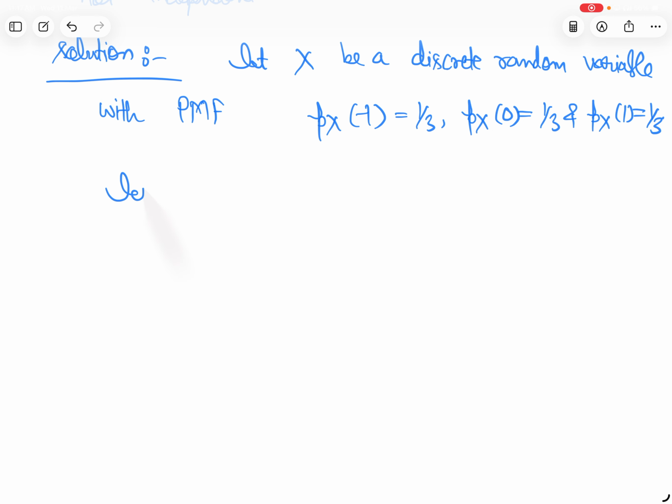Now I am taking Y equal to X square. X and Y are related in this way, so they are not independent. There is a relation, so this implies X and Y are not independent. The value of X will affect the value of Y, and the value of Y will affect X. So they are not independent.